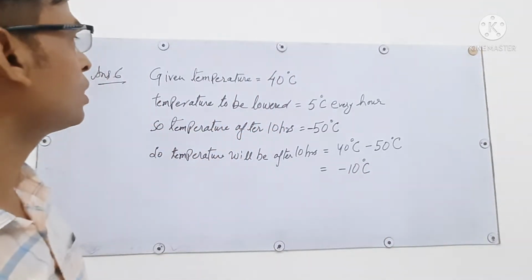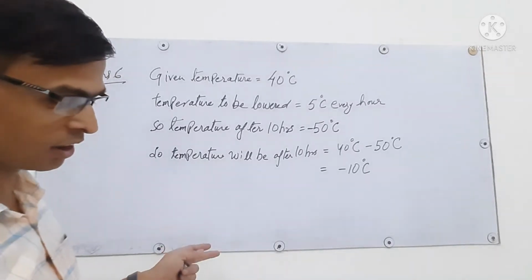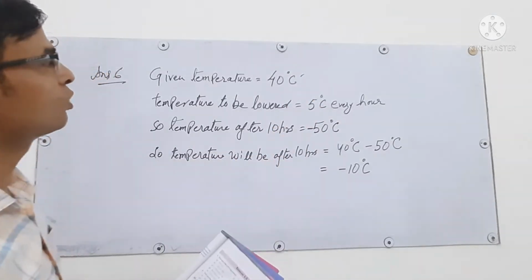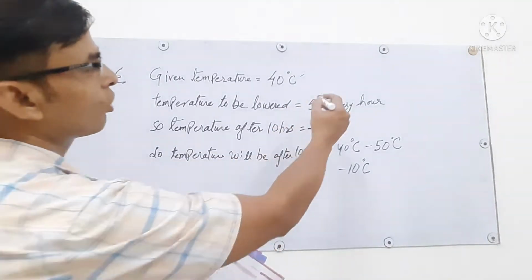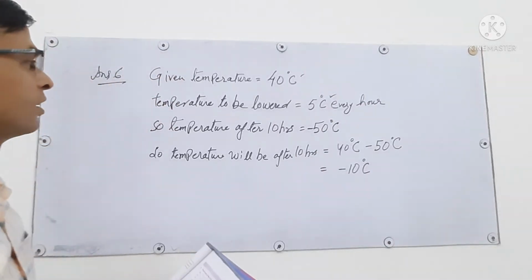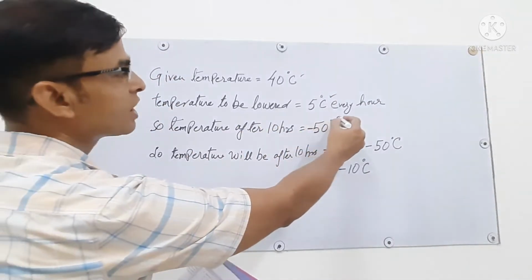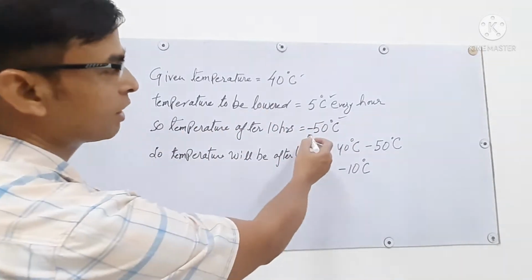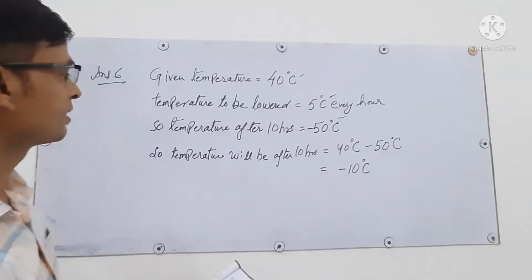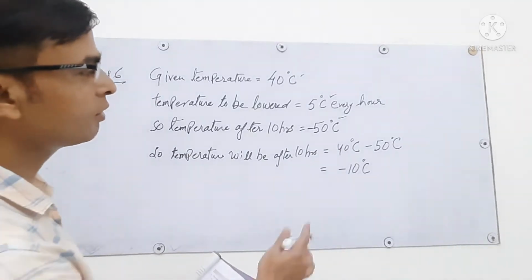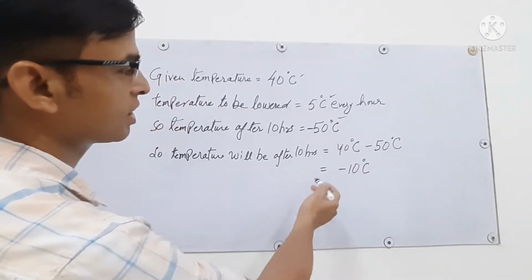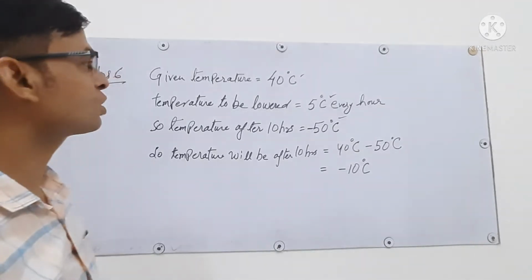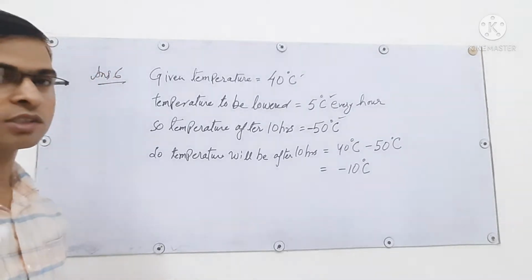This is a simple question. The room temperature is 40 degrees Celsius and we have to lower it at the rate of 5 degrees Celsius every hour. So the change after 10 hours is 50 degrees Celsius, but negative. I have marked here minus 50 degrees Celsius, and the temperature after 10 hours will be 40 degrees Celsius minus 50 degrees Celsius, equal to minus 10 degrees Celsius. I hope you have understood this question, and you can note it from my blackboard also.